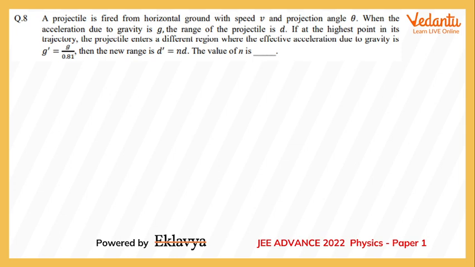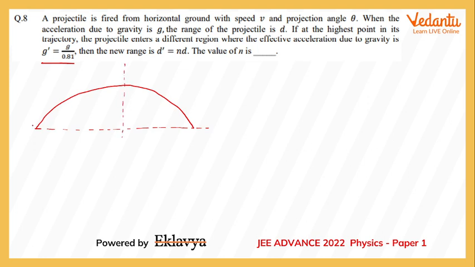Hi students, we are now discussing question number 8 of paper 1 of physics of JEE Advanced 2022. In this question, we talk about a situation in which the value of g changes when a projectile is at its highest point. So let's first draw a trajectory assuming that no change in g would have taken place.